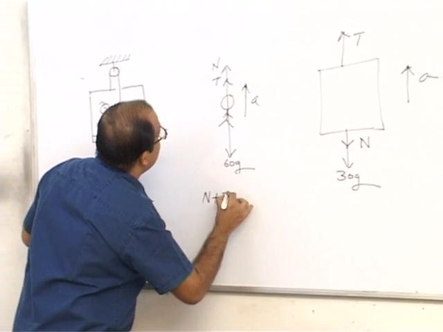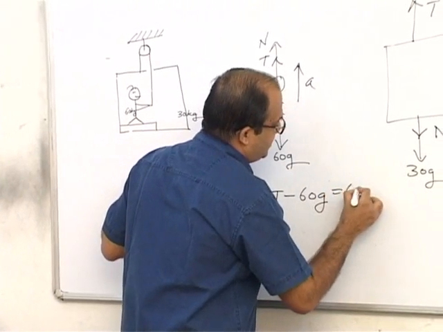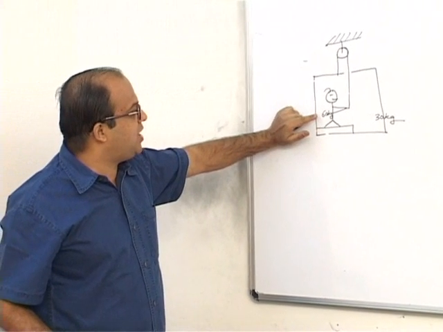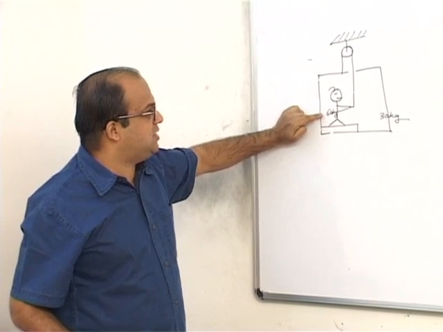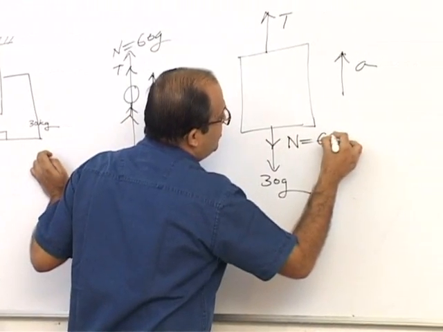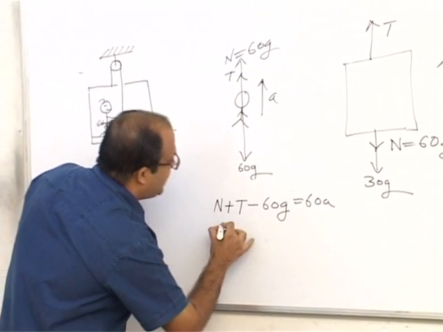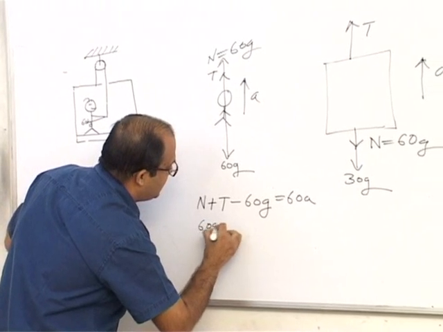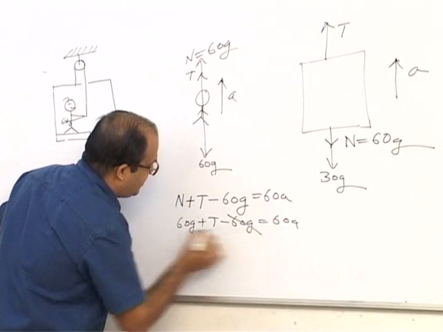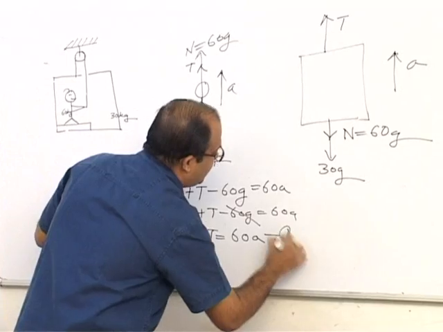N plus T minus 60g is equal to 60a. Now for the weighing machine to show the correct weight, the normal reaction must become equal to 60g. So N is equal to 60g. So this N also must be 60g. So we get 60g plus T minus 60g equal to 60a. This cancels out. So T becomes 60 into a. This is equation number 1.